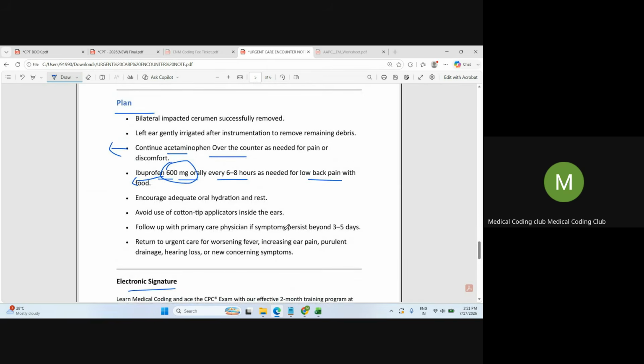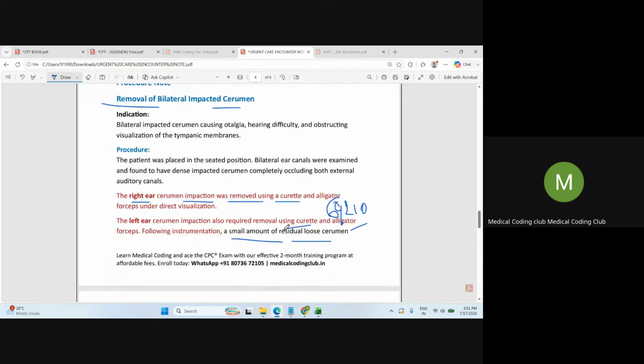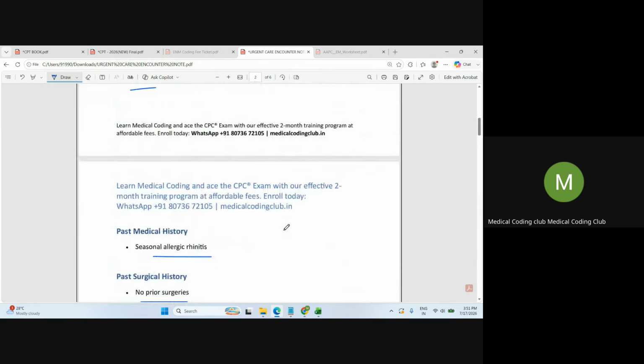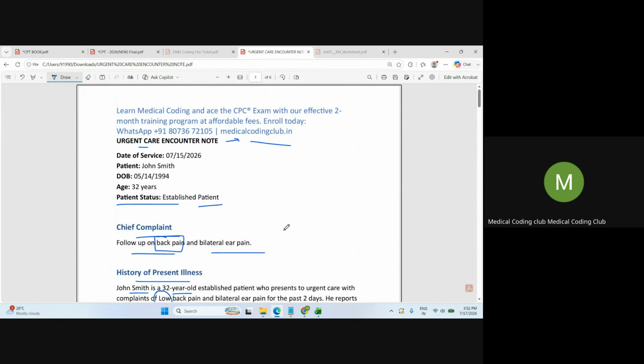Now let's find our E/M level code. To find the appropriate E/M level, you can follow either MDM or time-based coding. But throughout our medical record, we were not able to see any time. So you have to go with our default method, medical decision making. To code medical decision making, you need to check the problem being addressed, the data points, and the risk management.